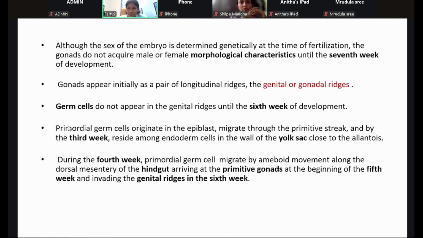The sex of the embryo initially, till 6 to 7 weeks, won't be determined. After 6 weeks only it will be determined, based on the gene which is expressed. And then the gonad is initially formed as the genital and gonadal ridge, and then slowly, as I told, the germ cells will migrate along the hindgut and arrive at the genital ridge.